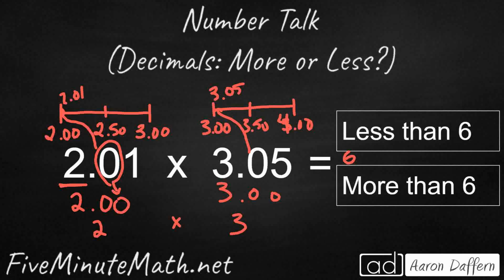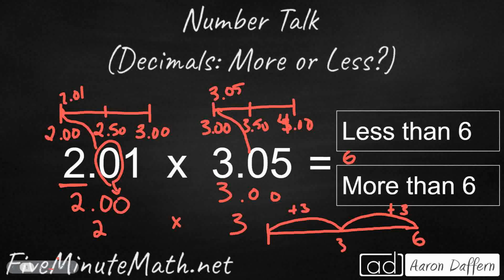But is it more than 6 or less than 6? Well, let's look at it like this. If I were to show it as a set of jumps, 2 times 3 is 2 sets of 3. Okay, so I've got one set of 3. It's going to go there. I've got another set of 3. It's going to go to 6. So that's one way to represent 2 times 3.